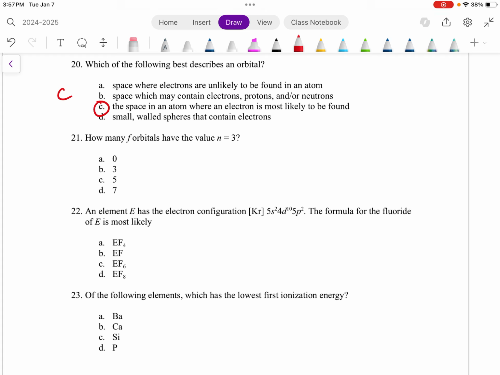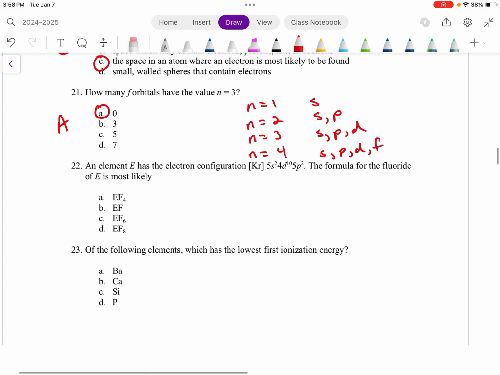How many F orbitals have the value n equals 3? This was kind of a trick question. So remember, n equals 1, there's only one type of orbital, s. n equals 2, there's only 2 kinds of orbitals, s and p. n equals 3, there's only 3 kinds of orbitals, s, p, and d. You don't see F until energy level 4. So it is not possible to have an F orbital of any kind in that energy level. Now, if it said how many F orbitals have the n value 4, you would say 7. There's 7 F orbitals in n equals 4.